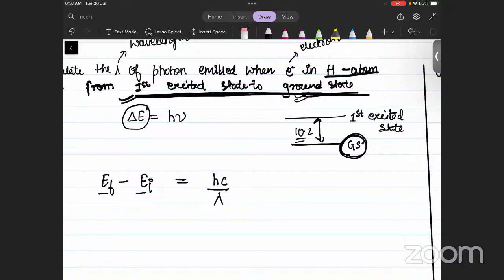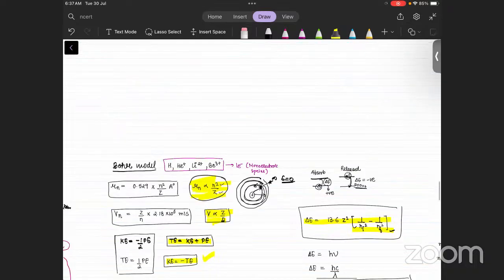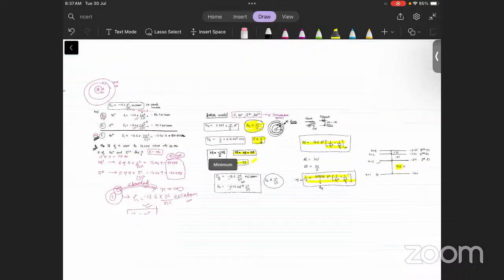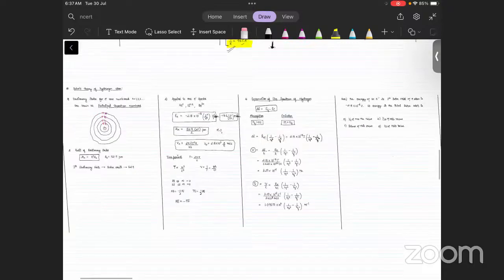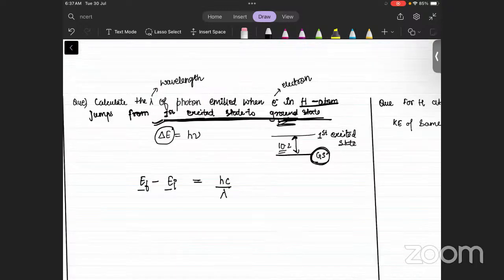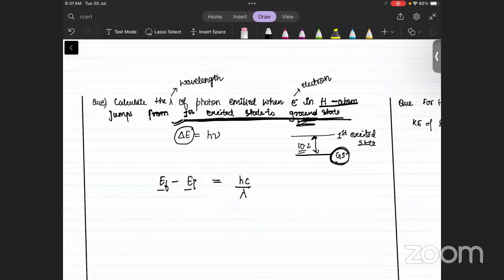Did we learn the formula for energy? Ground state is minus 13.6, but the initial state is 3.4. Wait. We'll see the question again. When I say ground state, what would be the value of n? No, first tell me, if I say ground state, then what would be the value of n? It will be 1.